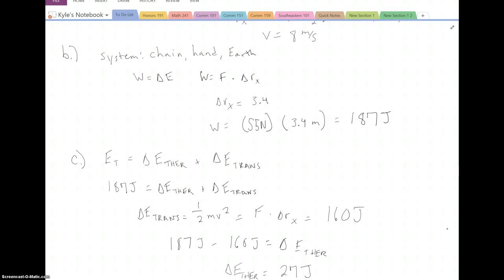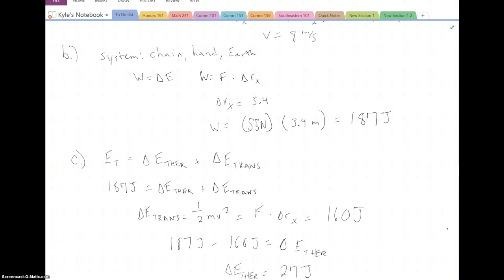The real system is how much that the end of the chain has moved, and we know that it moves a total distance of d, which is 3.4. So instead of using the 2.9 in the last equation because we're looking at the center of mass, now we're looking at the total amount that it traveled, which is 3.4. So that gives us our delta Rx, and then we just multiply that by force, we get 187 joules.